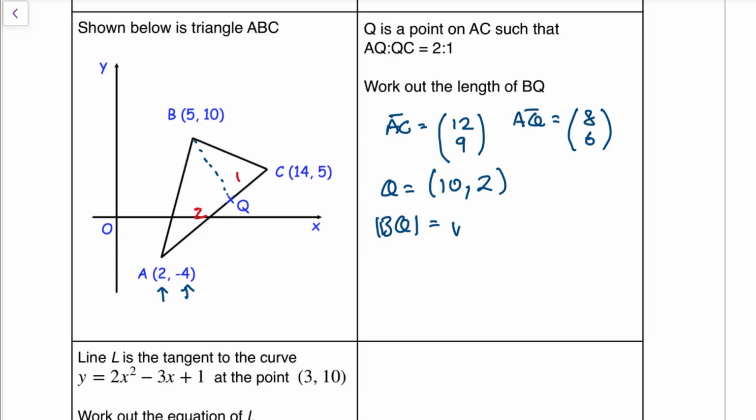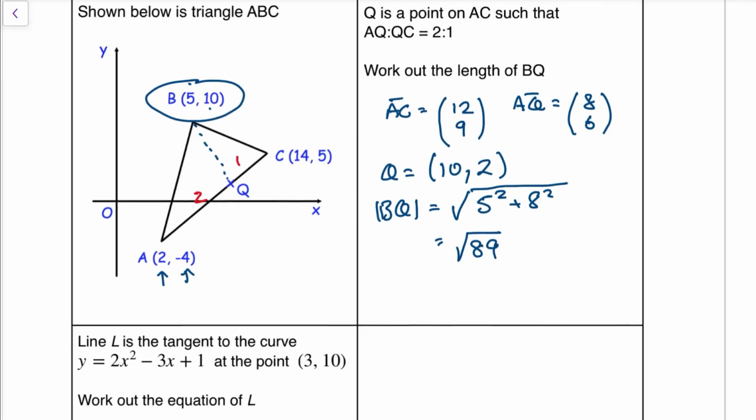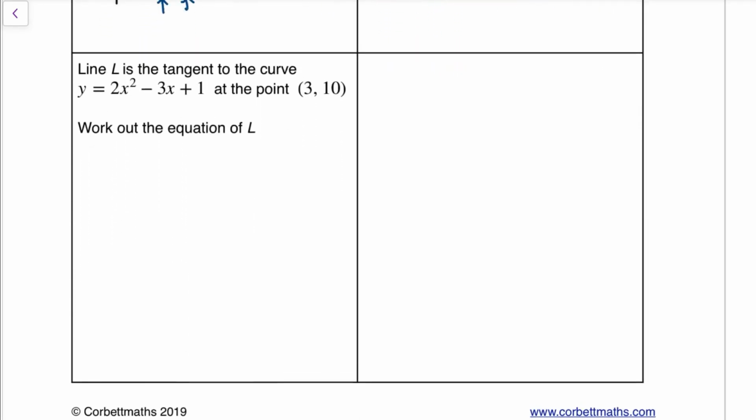So this is just Pythagoras, isn't it? So B to Q, well, using my B value here, from 5 to 10 is across 5, so 5 squared. 10 to 2 is down 8, but I don't really care about the negative, so 8 squared. Get my calculator out, and that's going to give me 25 plus 64, which is the square root of 89. It doesn't give me any sort of reference in terms of significant figures, so I'm going to leave my answer like that. Question done. Next and final question today.